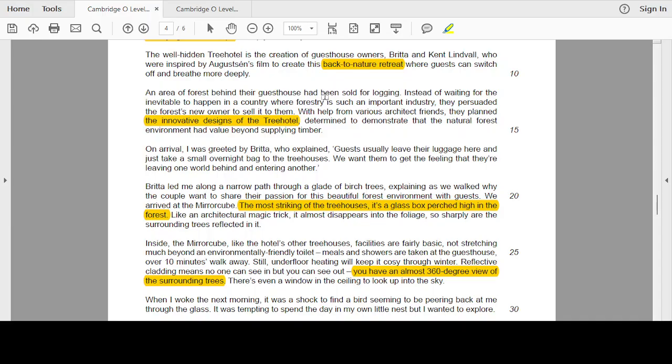Okay. Now I would highlight the logging part, but as I mentioned, they all count as one, so there's no point in going for that again. But if I were to highlight this part, or the forest behind their guest house had been sold for logging, all of that, and not the snowmobile part, I would still get a point. So technically, this is it.